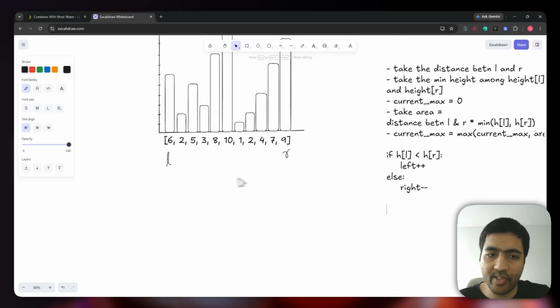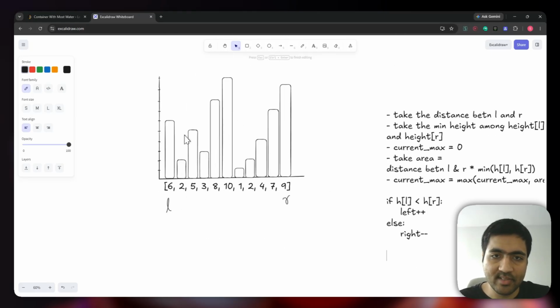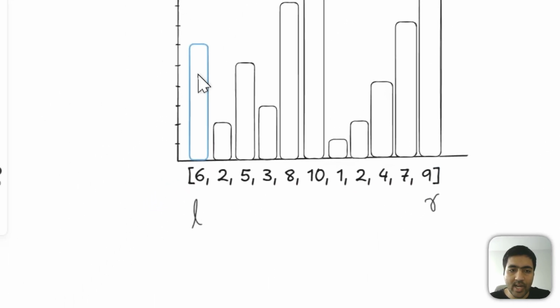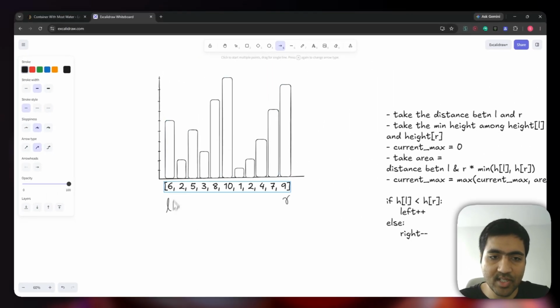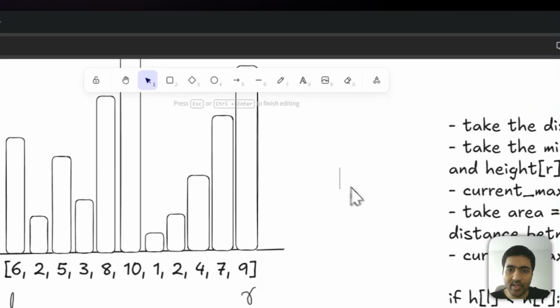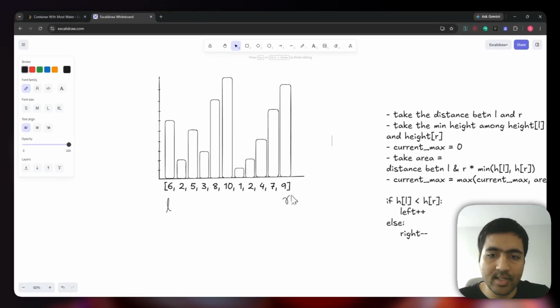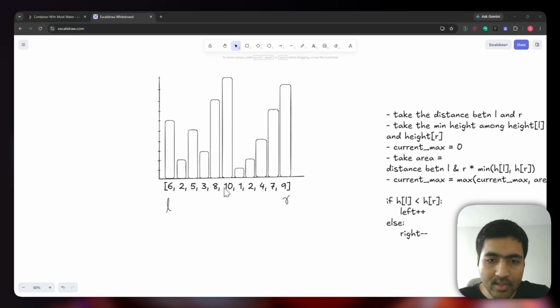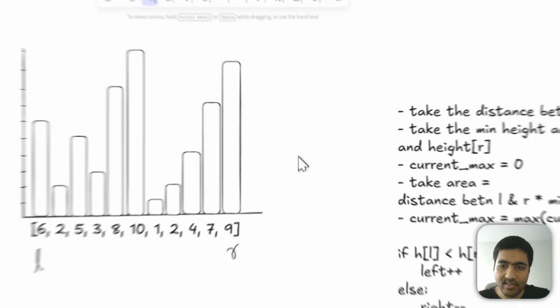Okay, this is the whole algorithm. Now let me trace this. Height among these two, this one is the lesser one. We calculate the area. Let me write it down here somewhere. Okay, the indices are 0, 1, 2, 3, 5, 6, 7, 11. There are 11 indices.